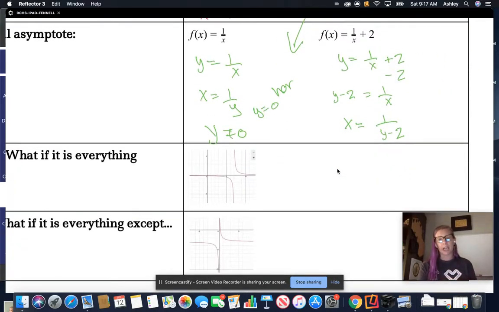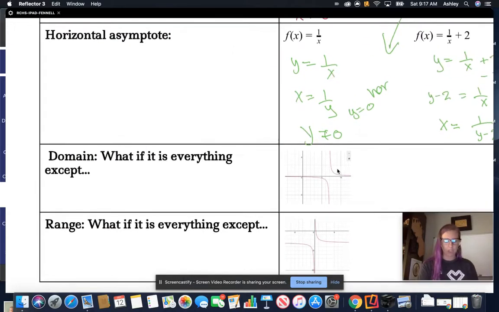So now I need to ask myself, all right, what value of y would break this function? So y is not allowed to equal 2 now, because if y equals 2, when I take 2 away from 2, I get 0, and now I have an asymptote because you cannot divide by 0. So this horizontal asymptote would be at y equals 2.